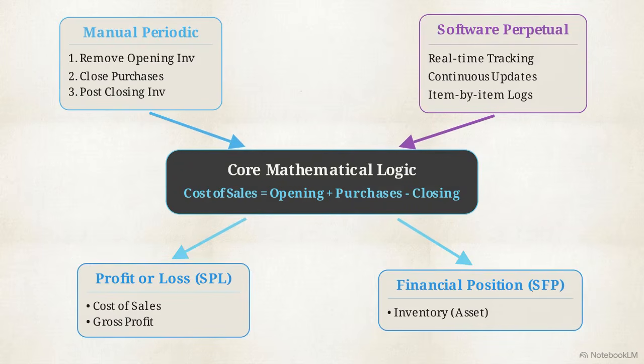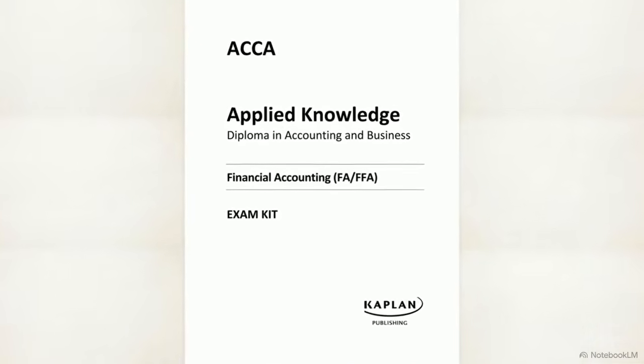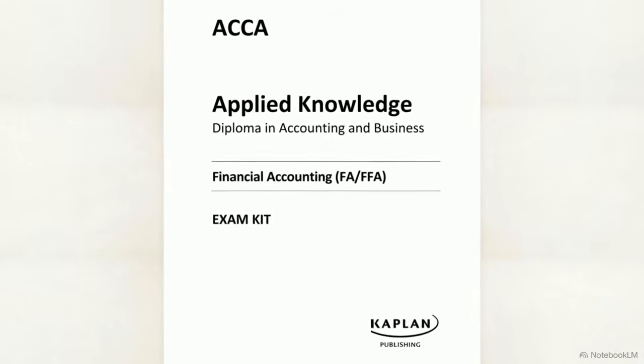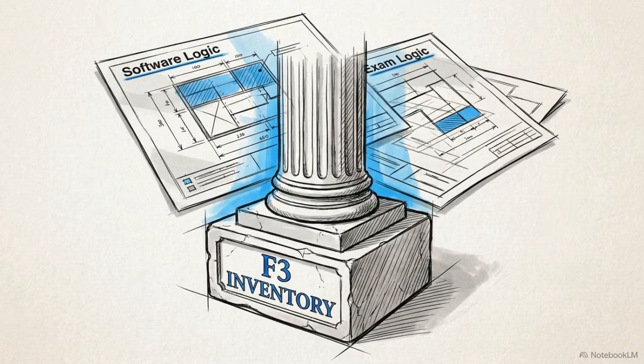For the exam, follow one strict rule. Unless a question explicitly states a company uses continuous records, assume they use the periodic system. When you practice with the Kaplan exam kit, keep this framework in mind. Use the purchases account, and do not try to update the inventory asset account on every single sale. Mastering the distinction between perpetual software logic and periodic exam logic provides the technical foundation for the entire F3 inventory syllabus.